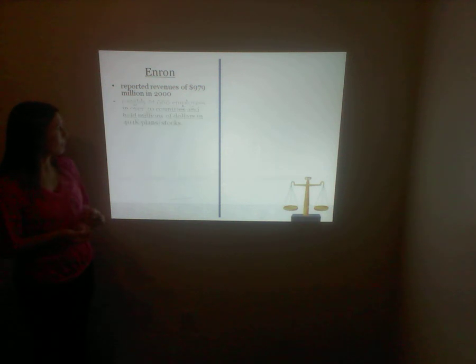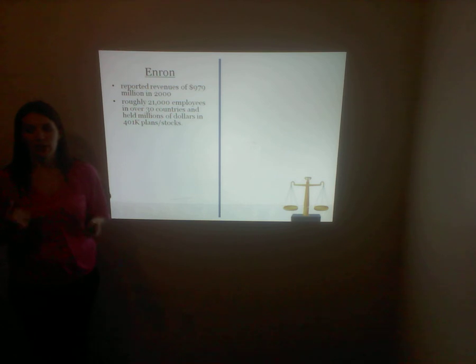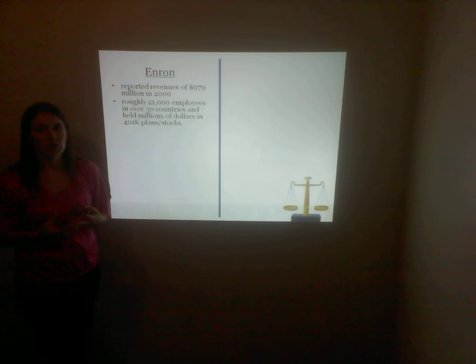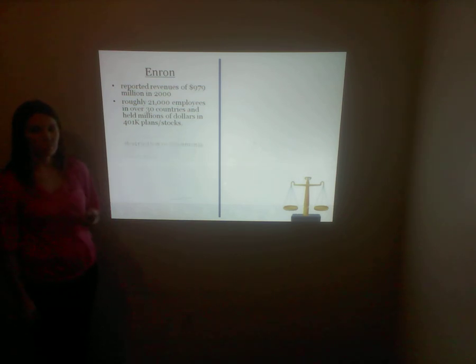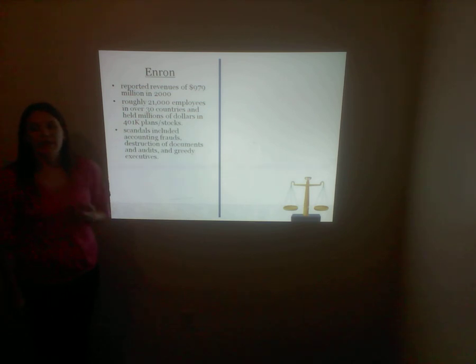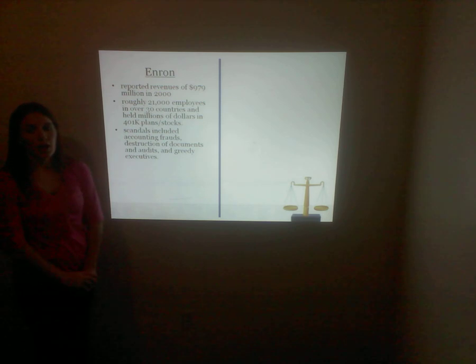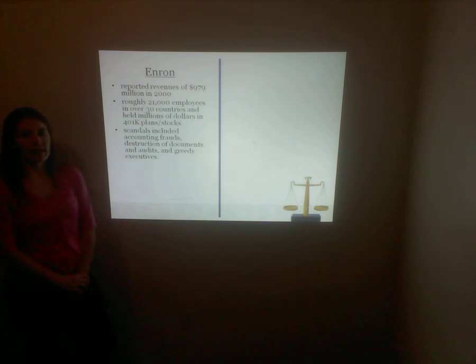Enron was not a small company. As shown here, Enron had roughly 21,000 employees in over 30 countries, and the employees held millions of dollars in 401k plans and stocks. Those were the biggest innocent parties, the people that didn't engage in this corporate scandal and had so much money invested in these companies and lost everything. There were many activities that attributed to Enron's downfall, but the most notable are accounting frauds, which included off-the-record transactions and earning overstatements, destruction of documents and audits, which included the offshore account information, and greedy executives.